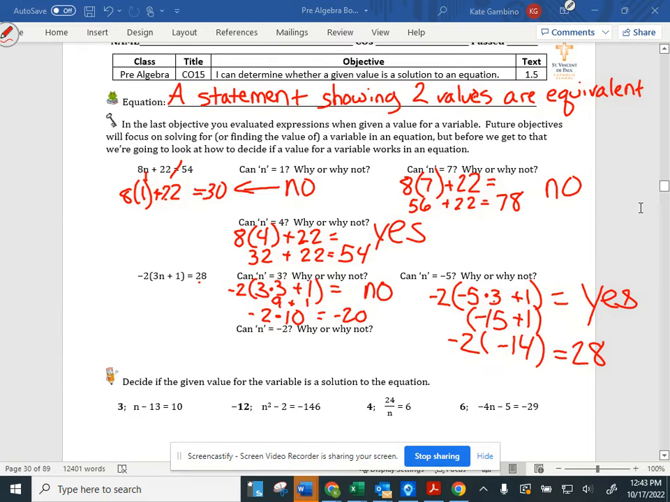Now we have -2. Now can we say, well, we know that -5 works, so can I just write no for -2? No. What do I have to do? Do the math. I have to prove it. I have to say, look, this is what it would equal for -2. You can't just say, oh, I found an answer, so it can't be that one.